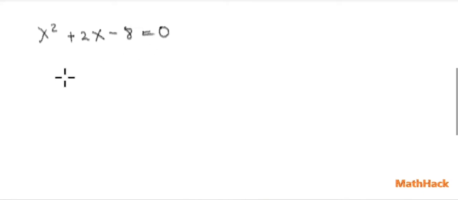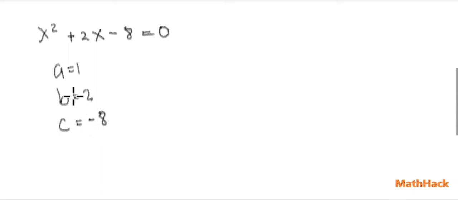Okay, halimbawa meron tayong x squared plus 2x minus 8 is equal to 0. Ang equation na ito ay nakasulat na into standard form. Kaya i-identify muna natin yung mga values ng a, b, at c. So, ang value ng a dito ay 1. Ang value naman ng b ay positive 2. At ang value naman ng c ay negative 8.